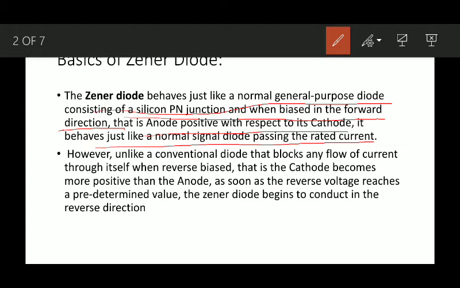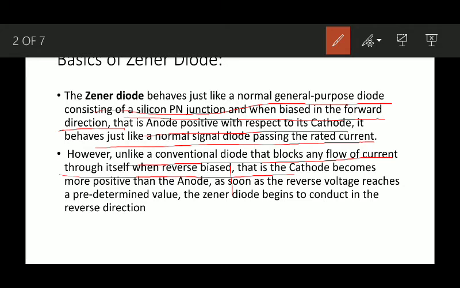It also consists of p-type and n-type silicon, and it behaves like a normal diode in the forward direction. But in reverse bias, its behavior is entirely different from the normal diode. A conventional diode blocks any flow of current through itself when reverse bias is applied.